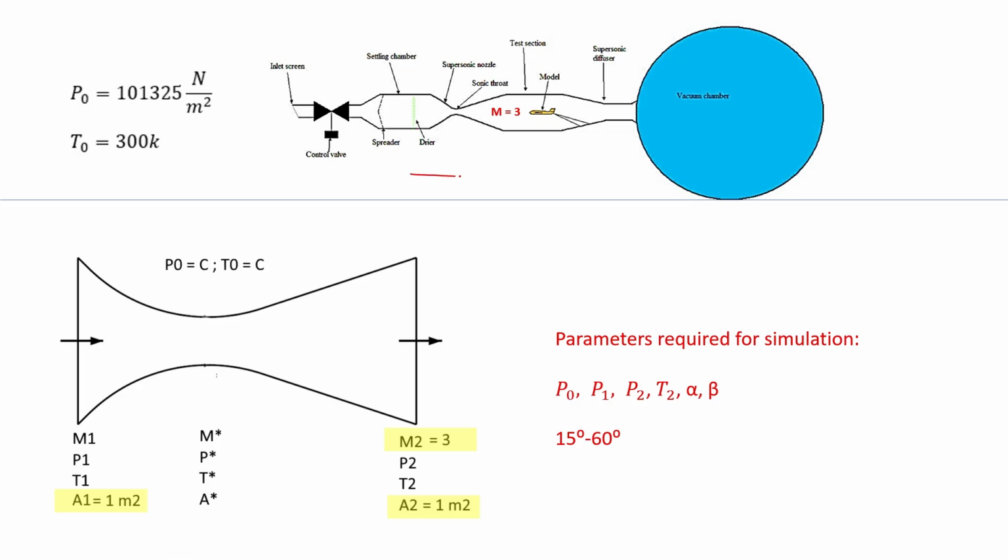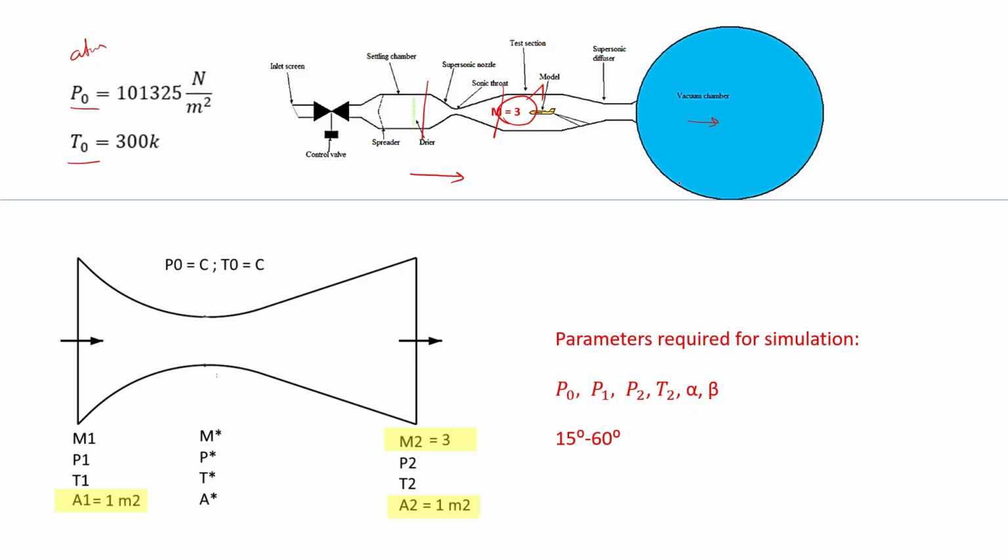So as I am taking suction type, in the front I have atmospheric properties. So P0 is 101325 Pascal, T0 is 300 Kelvin, I am taking. Then I am going to design the CD nozzle for the exit Mach number of 3. This is my second assumption. Then at the end we have the low pressure region.